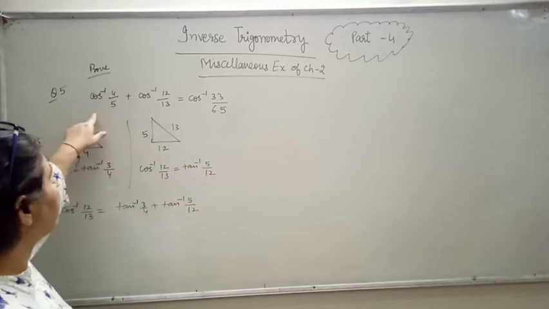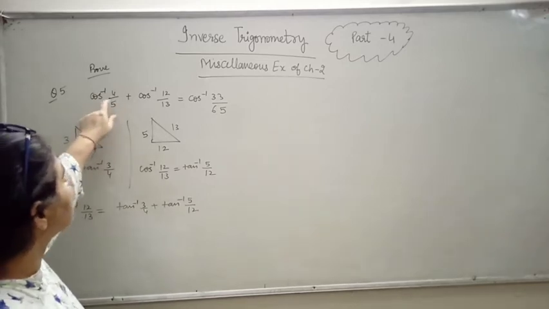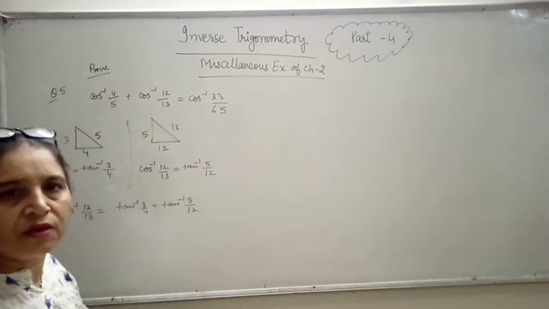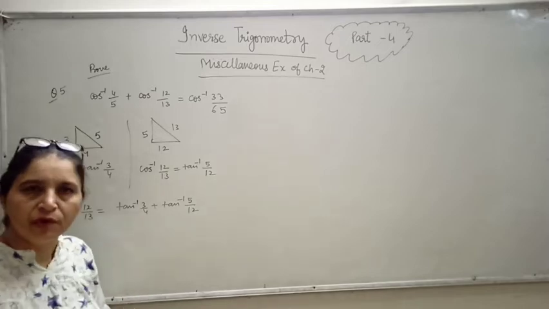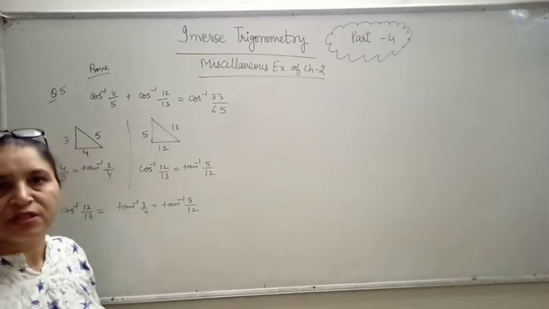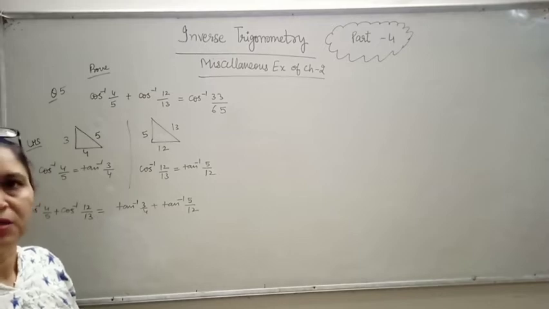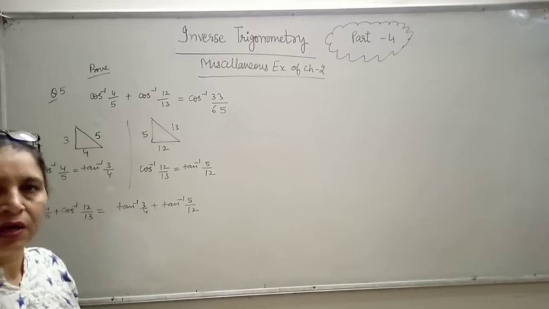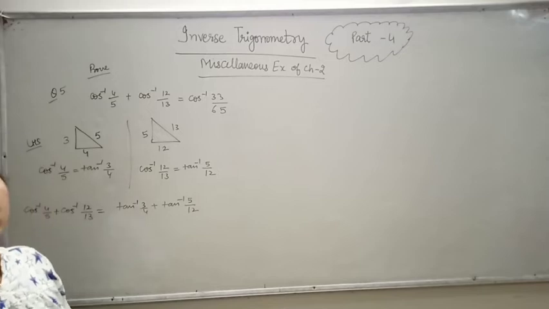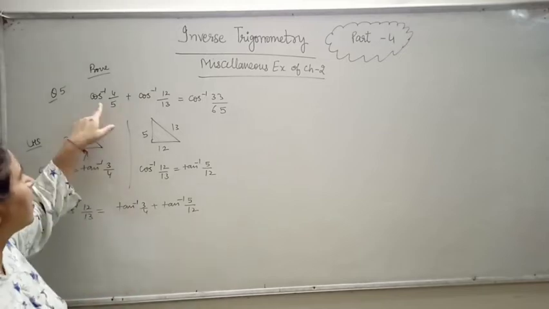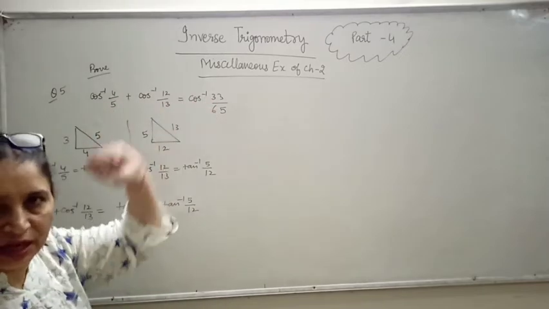Now question number 5, it is given in all this cos inverse, cos inverse, cos inverse. Either you can apply one formula which I gave you, that cos inverse A plus cos inverse B is equal to cos inverse of AB minus square root of (1 minus A square) into (1 minus B square). Or the other method is I can change all these cos inverse into tan inverse.